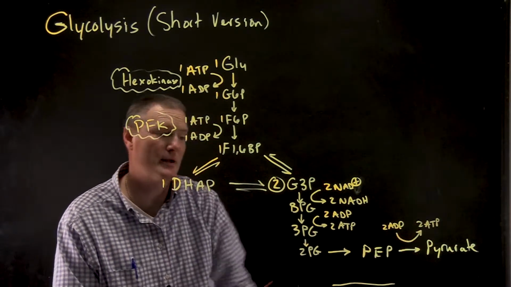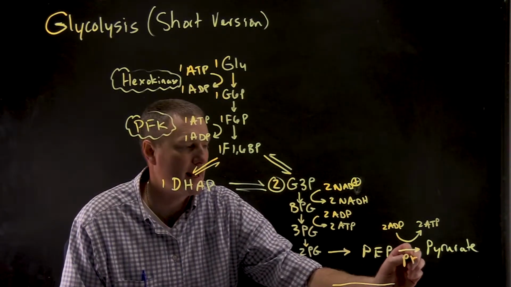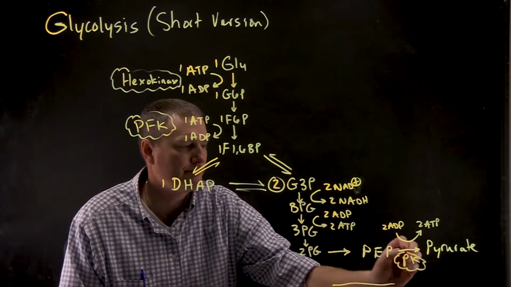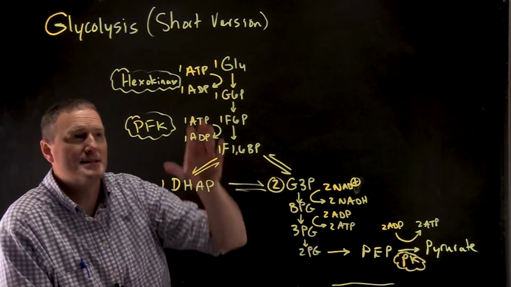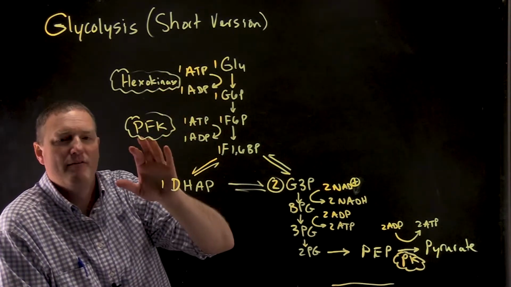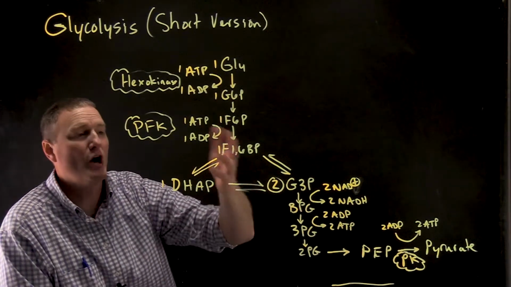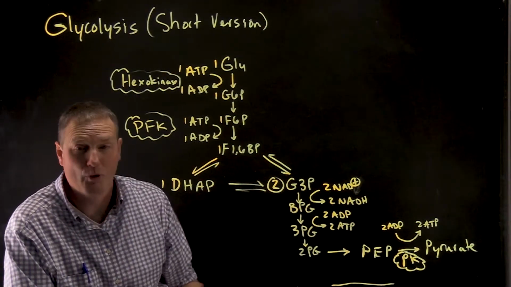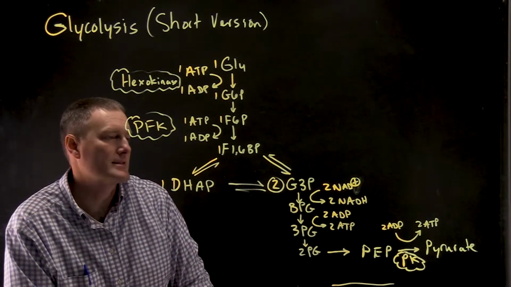And this is another enzyme that we really should mention. This is pyruvate kinase, PK. So the 3 really important enzymes that you should know from glycolysis: hexokinase, phosphofructokinase, and pyruvate kinase. Now obviously all of the enzymes involved in the pathway are important, but these are the 3 regulatory points of glycolysis.